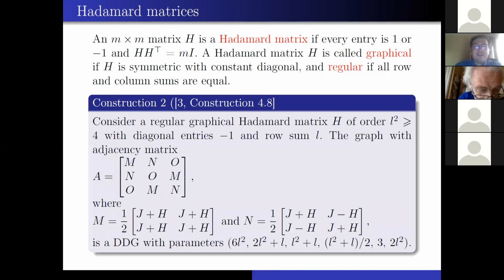Consider a regular graphical Hadamard matrix H of order L squared, more than 4, with diagonal entries minus 1 and row sum L. The graph with adjacency matrix A, as you see here, where M is defined as this matrix halved and N is defined as this matrix halved, is a divisible design graph with parameters you can see here. What's most important is that this graph is 2L squared plus L regular.